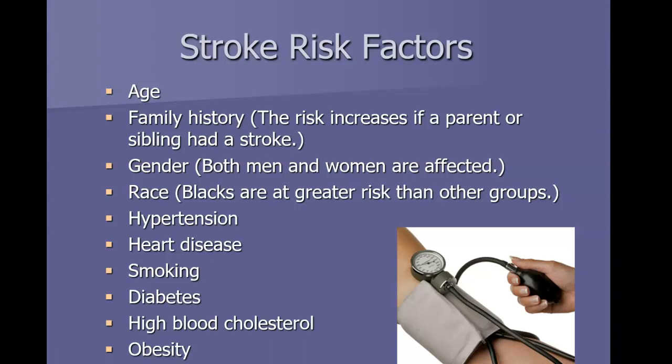Age. As we get older, we are automatically at a higher risk of getting a stroke. Family history. So your risk is going to increase if a parent or a sibling had a stroke. It is automatically you're going to be at a higher risk for it. Gender, both men and women are affected. It used to be men had higher rates than women, but that is no longer the case. But as far as race goes, they have found statistically that blacks are at greater risk than other groups. And blacks tend to be at higher risk for hypertension as well. So that may be part of that correlation.